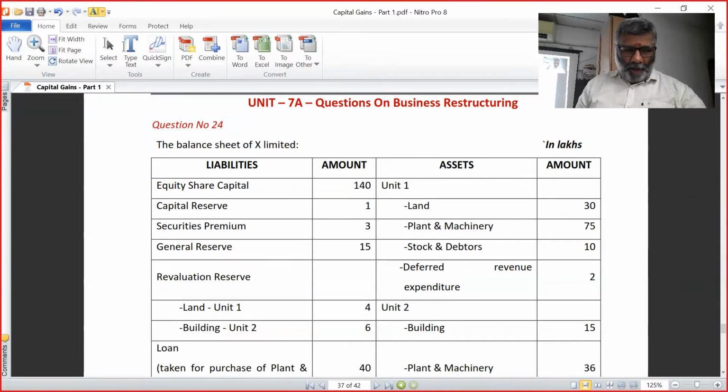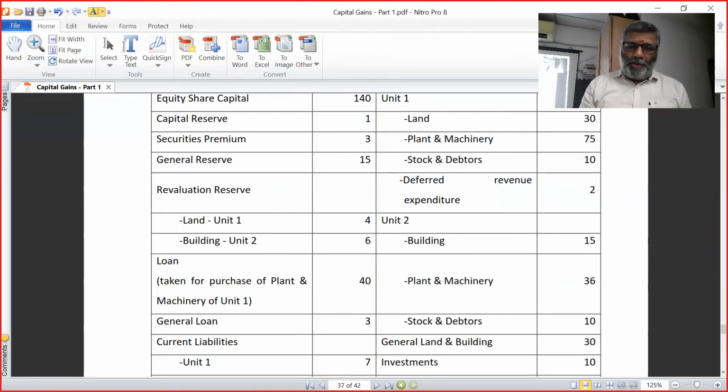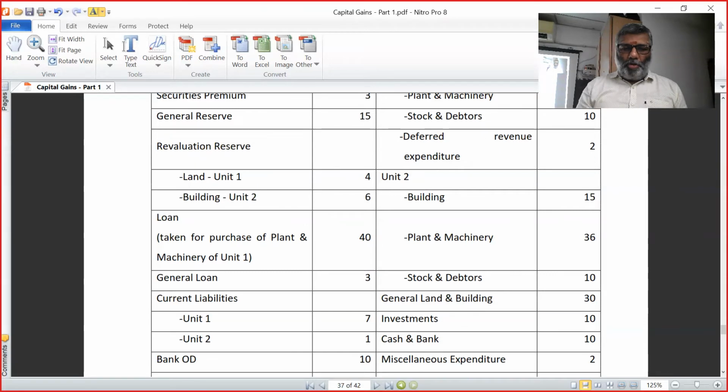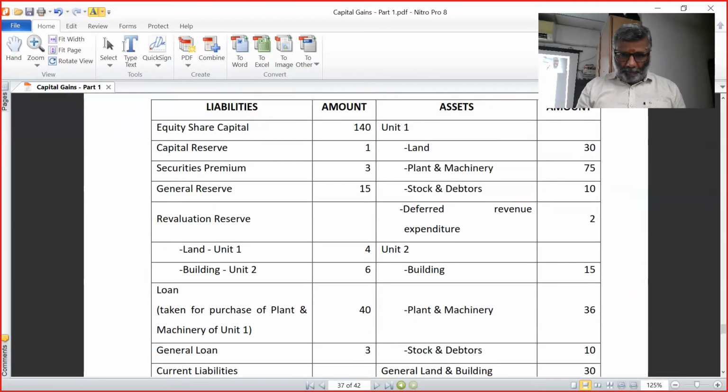Question number 24. The balance sheet of X Limited: equity, reserves, securities premium, general reserve, revaluation reserve of land of unit 1, land of unit 1, building of unit 2, loan taken for purchase of plant and machinery of unit 1, general loan, current liabilities of unit 1 and unit 2, bank overdraft.